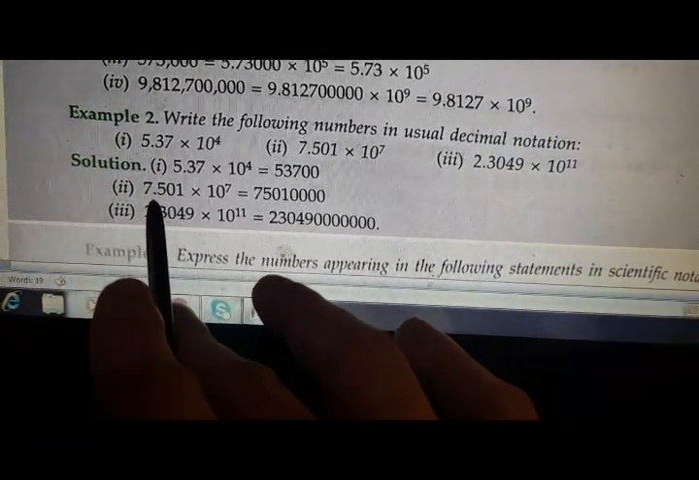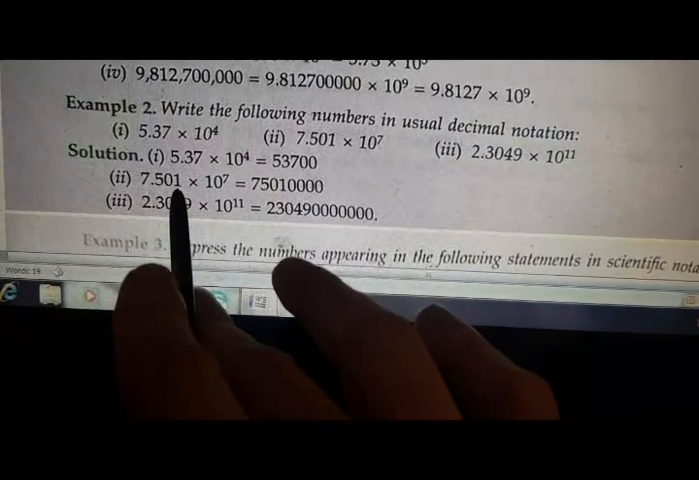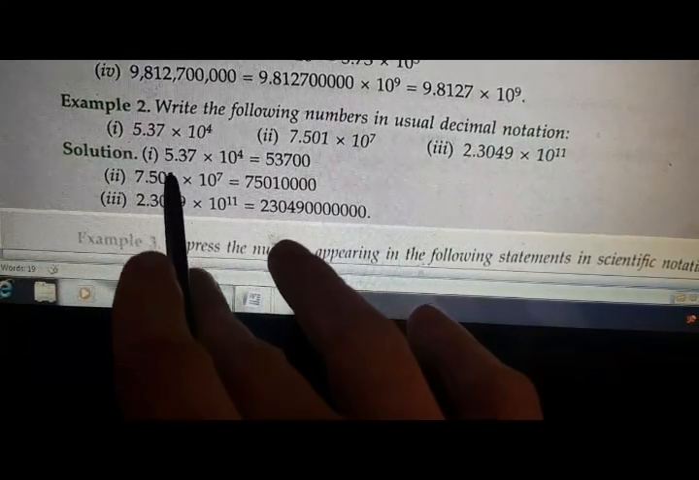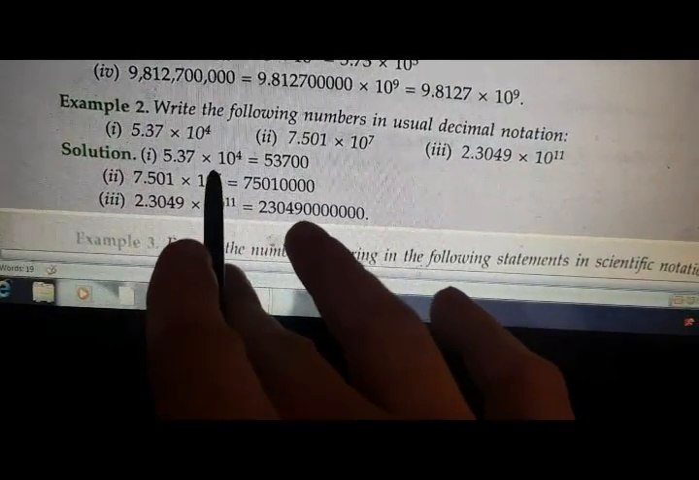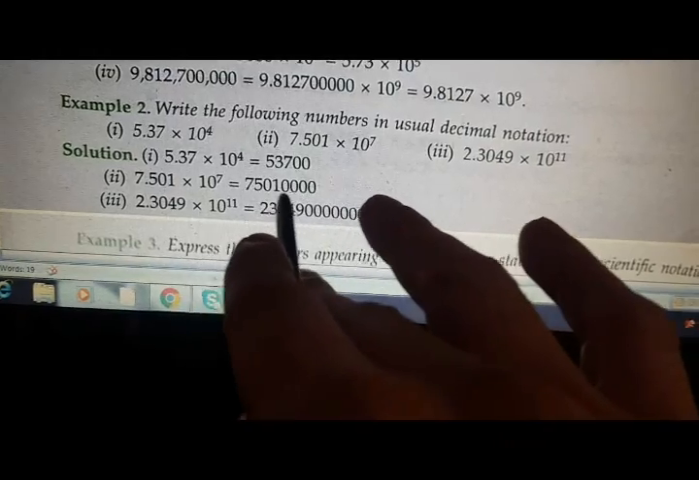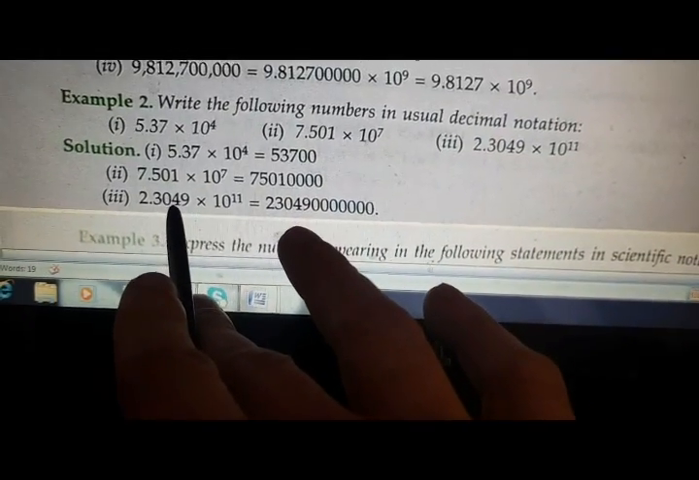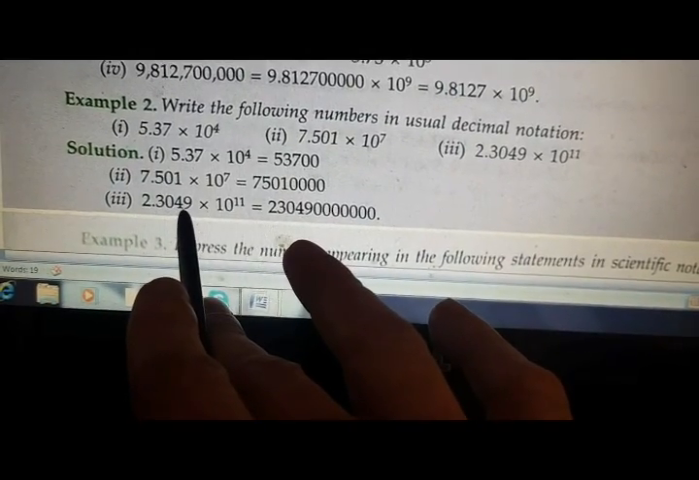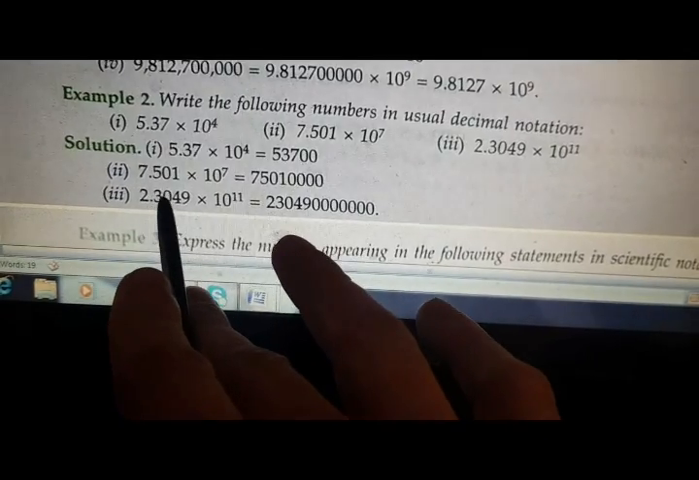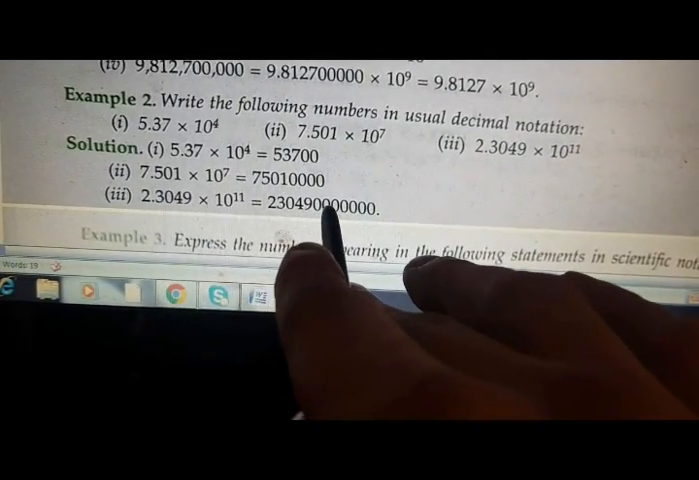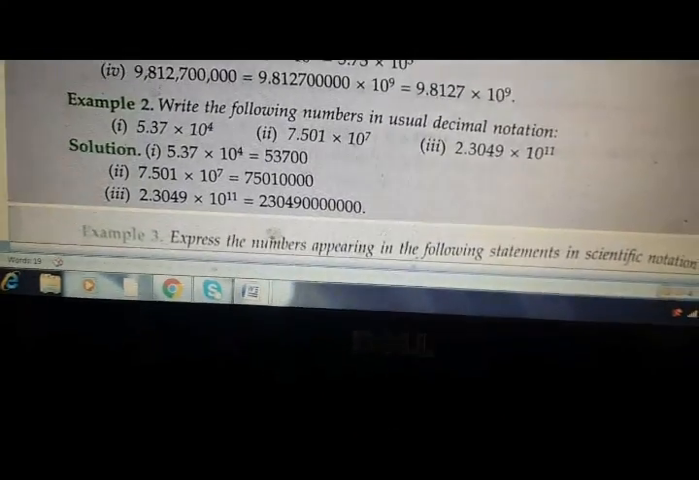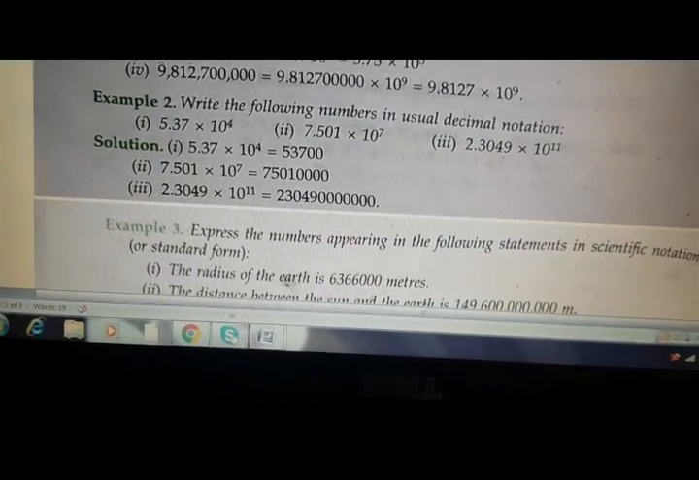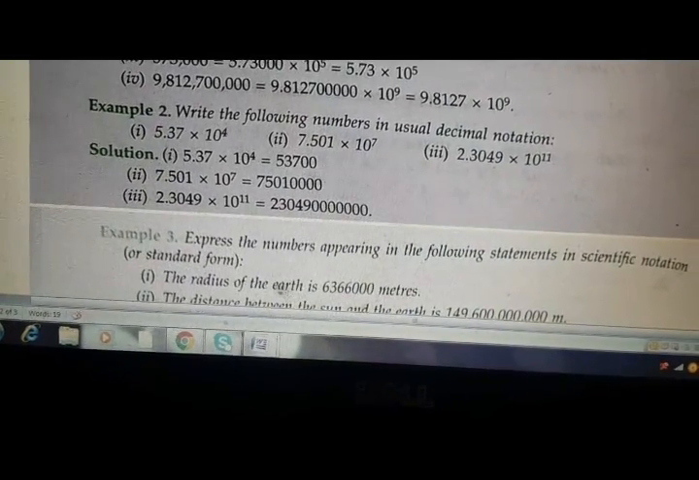Then after this you will see here 7.501 into 10 to the power 7. That means 7501 you will write, then 1, 2, 3, 4, 5, 6, 7. That means 501 and 4, 3 plus 4, 7. In this, 10 to the power 11 means after 2 you have 1, 2, 3, 4, and you will add 7 zeros more to make it 11. Then you can see here 7 zeros are there. So this is how we convert from scientific notation into usual numbers.